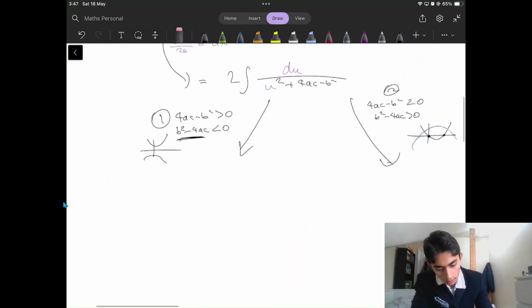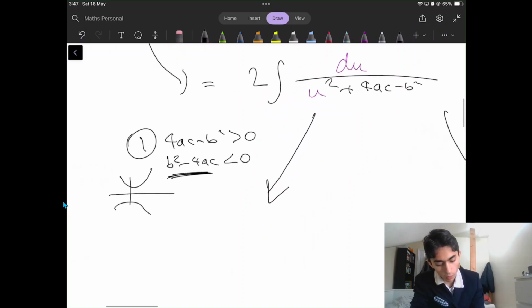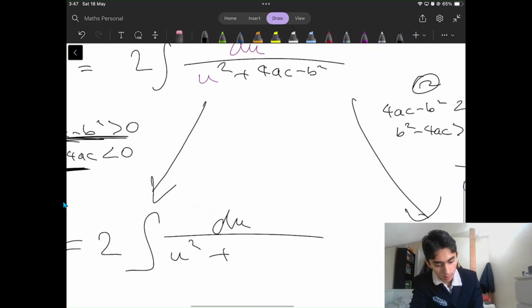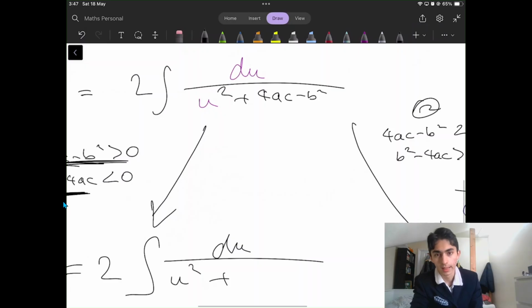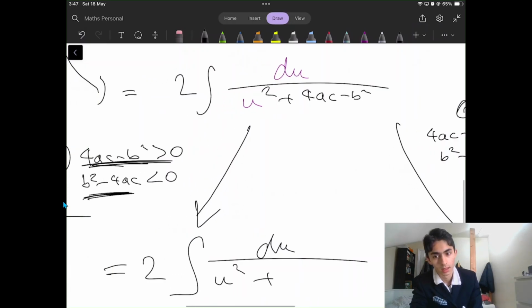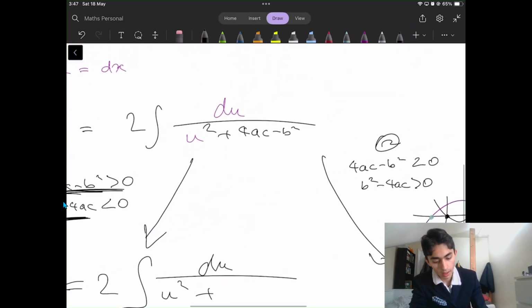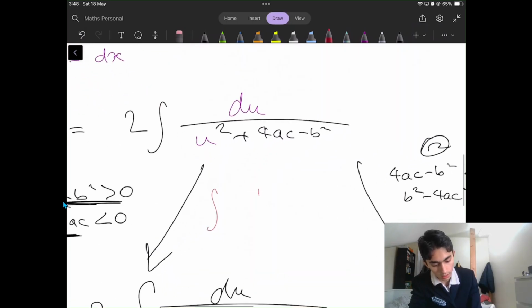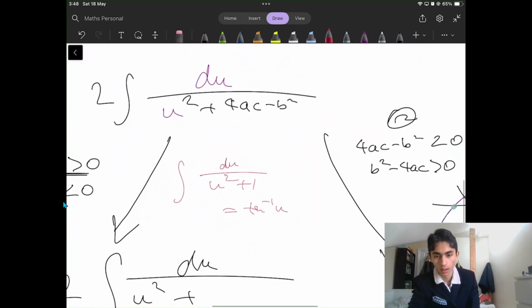Okay. So let's work with the first case first, where 4ac minus b squared is greater than 0. So we have the integral of du over u squared plus... Okay, 4ac minus b squared, that's a positive number, right? For example, I'll give you simple examples. If you have an integral of du over u squared plus 1 or something, you're just going to end up with inverse tan, all right?